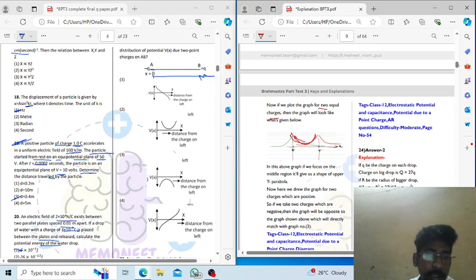But the thing is that in the given diagram we focus on the middle region. Here we drew the graph for two charges that are positive, but here the charges are minus Q and plus Q. Therefore the graph will be the opposite of this graph. The opposite of this graph will become this. So option number 3 is the correct one.